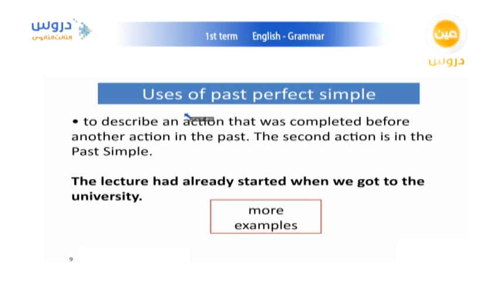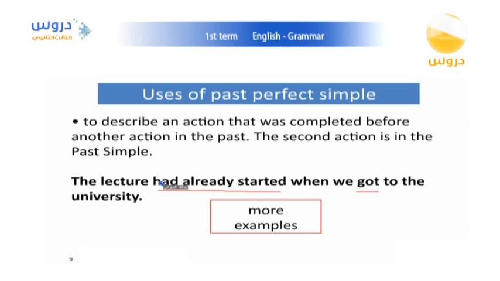Here the uses of the past perfect simple: to describe an action that was completed before another action in the past, and the second action is in the past simple. And here another example. The lecture had already started. Here is had and already started, the verb 3, the past participle for the verb start. The lecture had already started when we got.